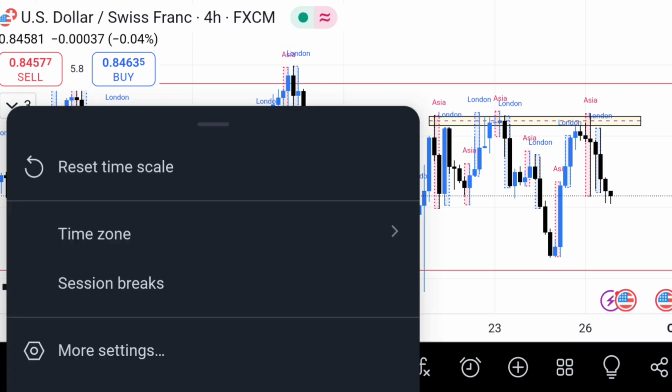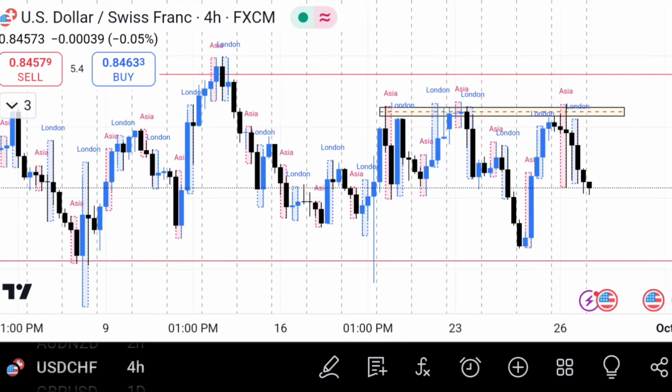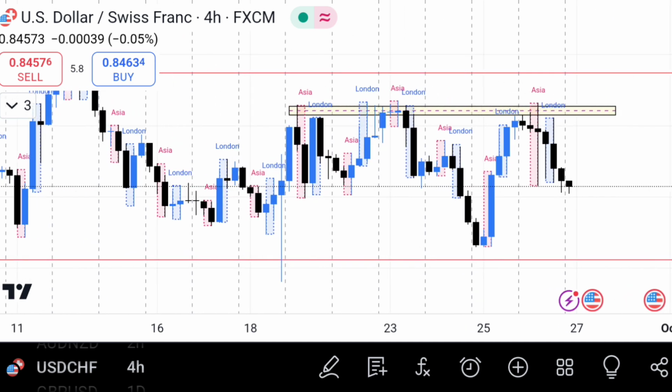It's going to pop up like this, then you press the session breaks. It's going to divide the chart into days for us, and as you can see, it has done so. It divides the chart into days, I mean Monday, Tuesday, Wednesday, so that it will be easy for us to trade. Because if you want to know where the market is going today, we first have to know where price was yesterday. So this session breaks is going to help us.